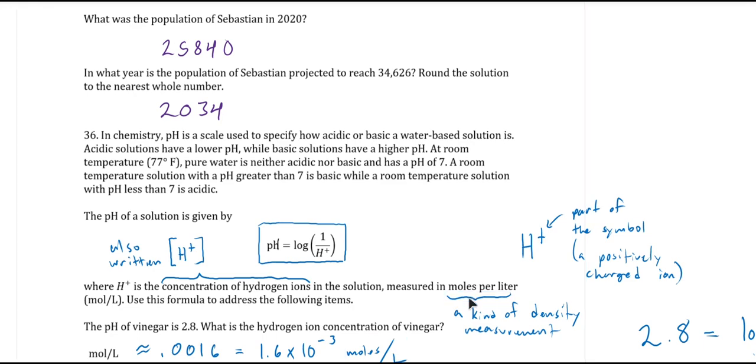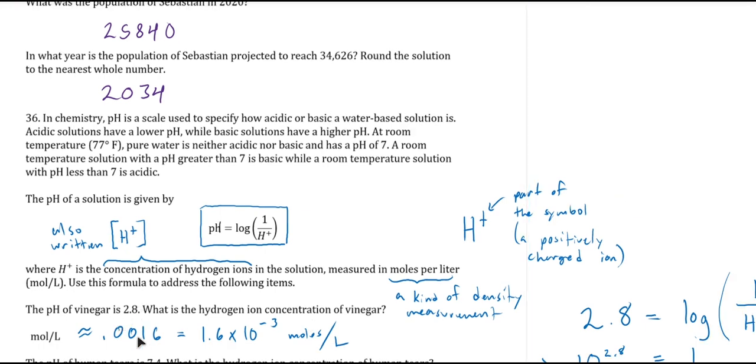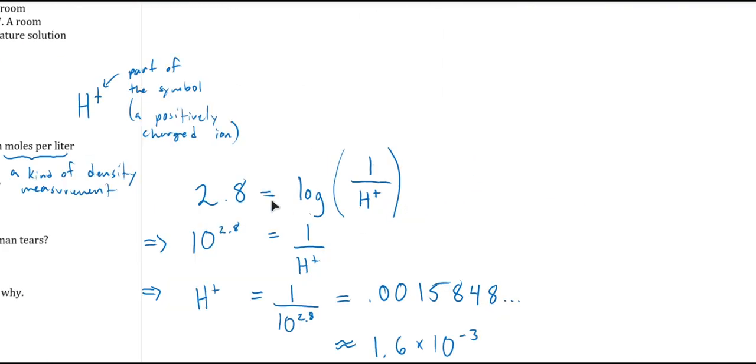How salty is this soup? This is a kind of density measurement. And what we're going to do is solve for this number, which indicates the density, using this expression. Or, given a density, we'll be able to find this thing called the pH by taking the logarithm of 1 over that. They tell us first that the pH of vinegar is 2.8, and they ask us what is the hydrogen ion concentration. But this is just a matter of solving this equation here.